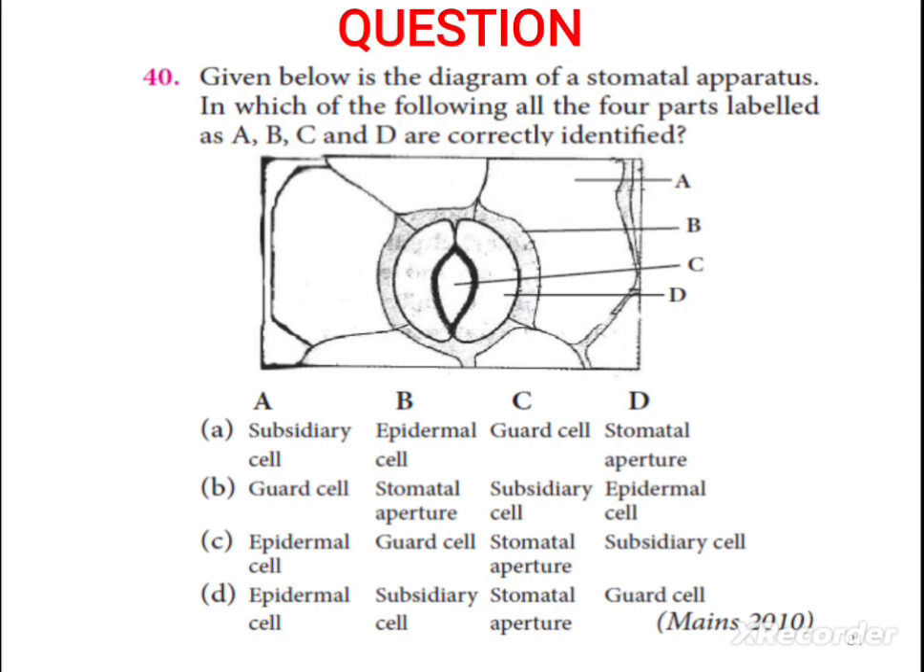Here the 40th question. You have to observe the diagram, children. They have marked the labeling A, B, C and D. You should label it correctly and accordingly choose the correct option. In this way the correct answer is D. D is the correct answer.